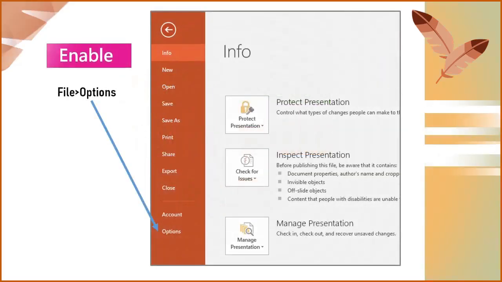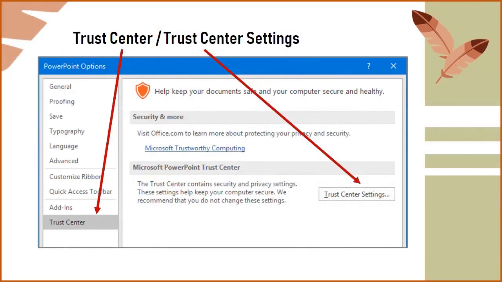Enabling macros. Since your PowerPoint's current setting may not allow macros to be run, you may need to enable macros first. To do this, open PowerPoint and click on the File tab in the upper left corner. Click on Options at the bottom of the menu. In the PowerPoint Options dialog box that opens, click on Trust Center in the left pane. Click on the Trust Center Settings button on the right.